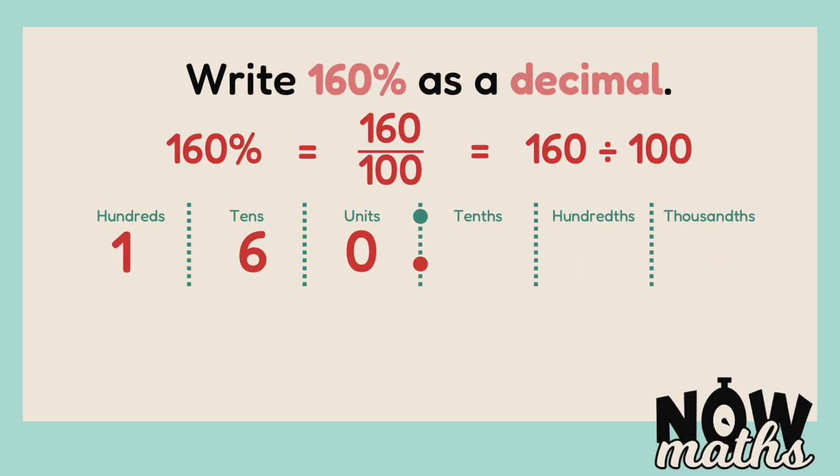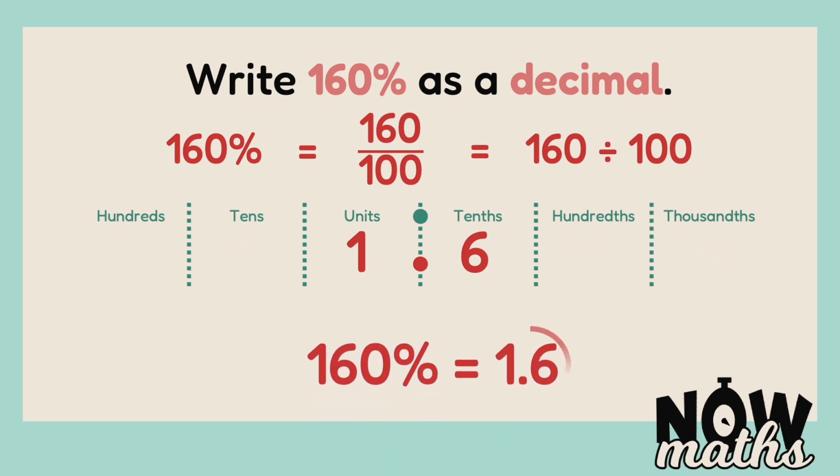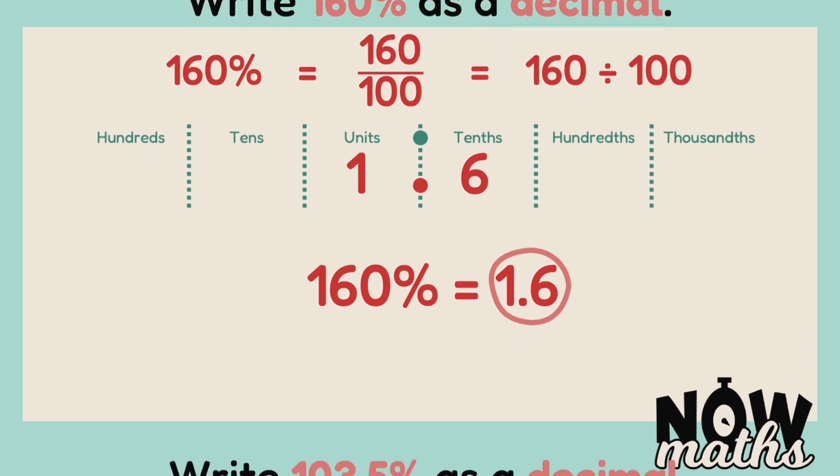And when we divide by 100, all of the digits move to the right 2 places. So we can see that the 0 units move to the hundredths, the 6 tens move to the tenths, and the 100 moves to the units. And we have 0 hundreds, tens and thousandths. We can now ignore all of the extra zeros, and we can say that 160% is equal to 1.6 as a decimal.